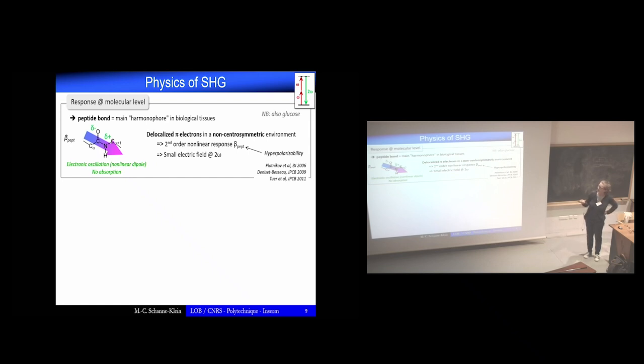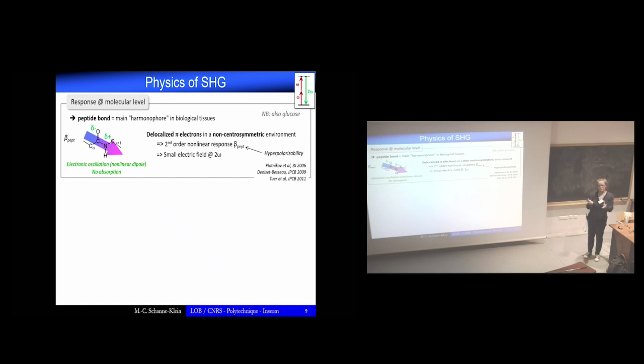And here you see there is a non-centrosymmetric environment with an electroacceptor and an electrodonor, so that the electron will spend more time on the electroacceptor side, so it's not directly the same frequency. You have harmonics, and the basic one is a second order. The electric field at 2 omega is a second order nonlinear response that is characterized by a hyperpolarizability.